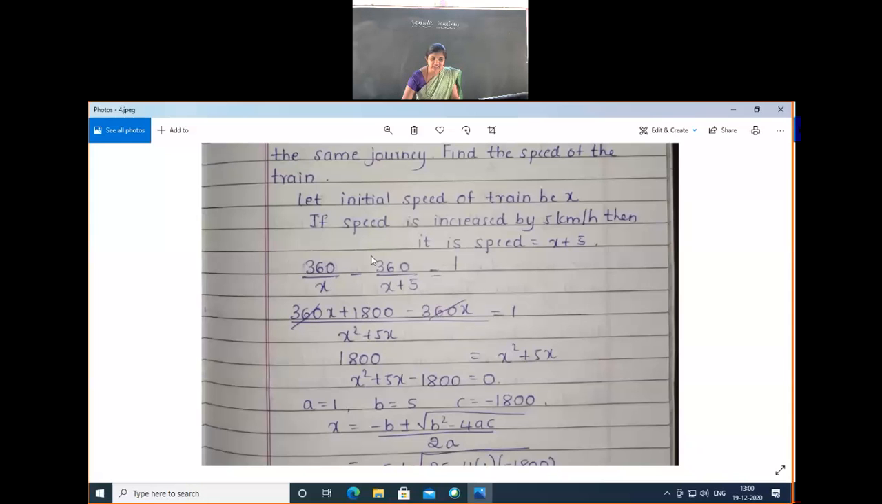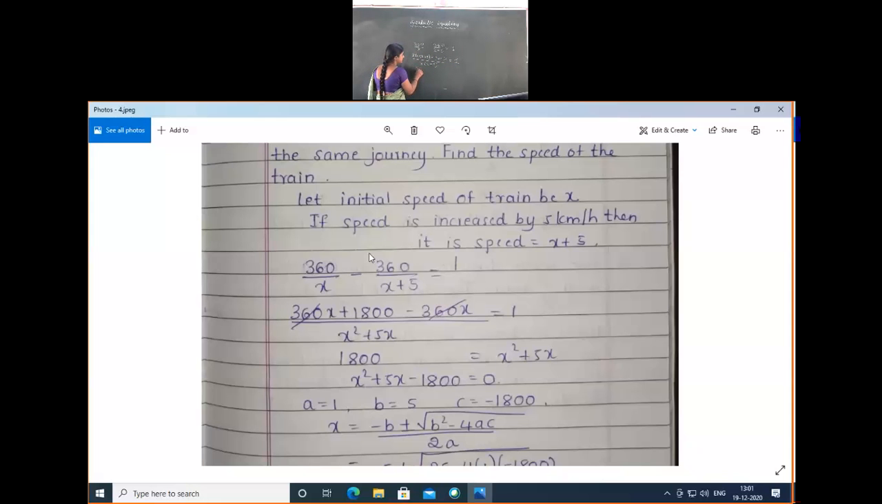Okay. So actually she skipped one step. Which step actually? 360 divided by x. See here, 360 divided by x minus 360 divided by x plus 5 is equal to 1 hour. Now then 360. See here, the LCM is x into x plus 5. So then here x is there, 360 into x plus 5 minus, already x plus 5 is there, 360 into x, which is equal to 1. This step is skipped. Okay.